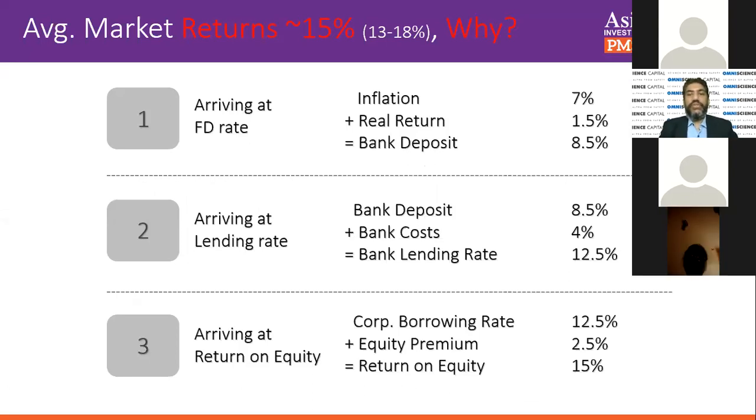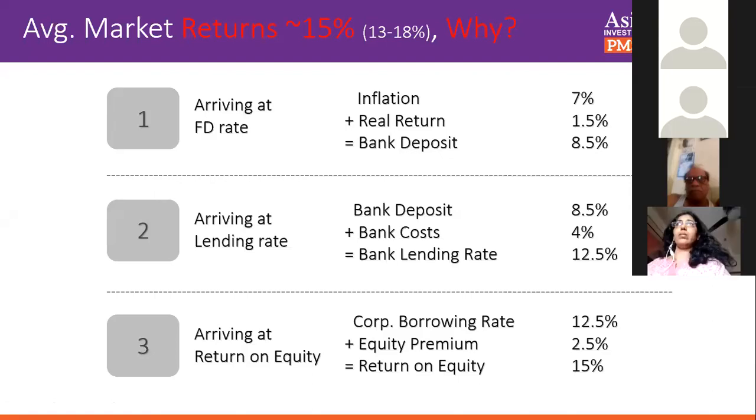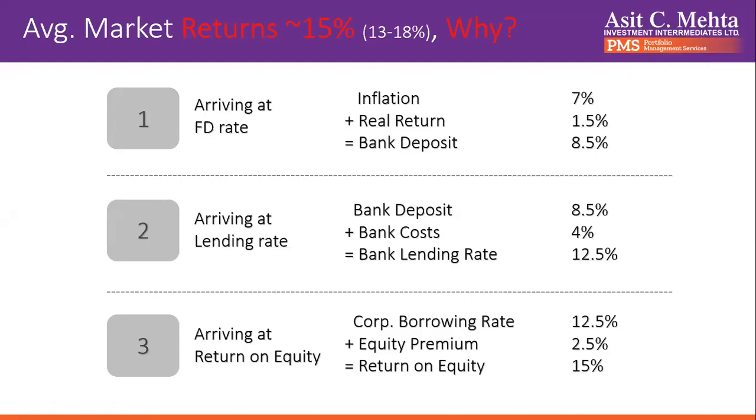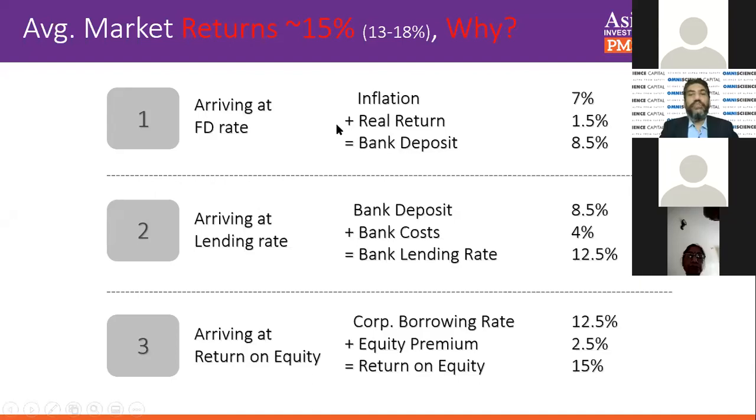Plus there are dividends of about 2%, so that's about 17%. So the average market return is 15 to 17%. How does that come about? Is that the only way that number is coming, or is there something else? Now we are sharing some logic with you which you might not have seen anywhere else. For that, you need to first figure out how you get the bank deposit rates.